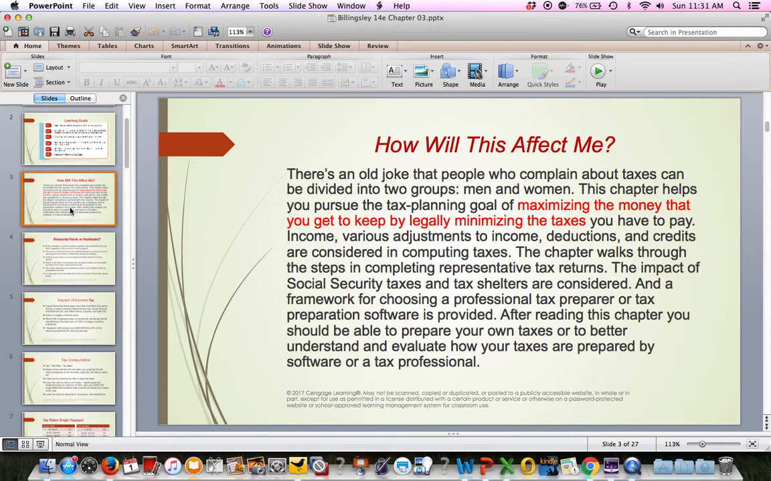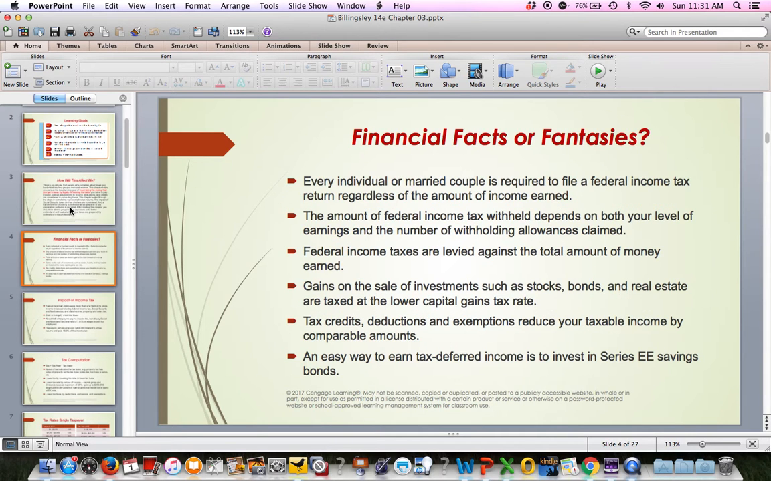So really just be aware of some of those concepts: what deductions are, what credits are, what goes into computing your taxable income that will then be used to compute your tax bill each year. And just like with every chapter, it has the financial facts or fantasies. I'll let you look at those on your own.